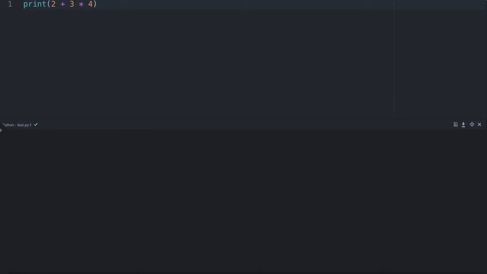Let me execute this code. What happened is that Python first calculated 3 times 4 and then added 2. If you want to change the order, you have to emphasize certain parts of this calculation. This is done with parentheses.